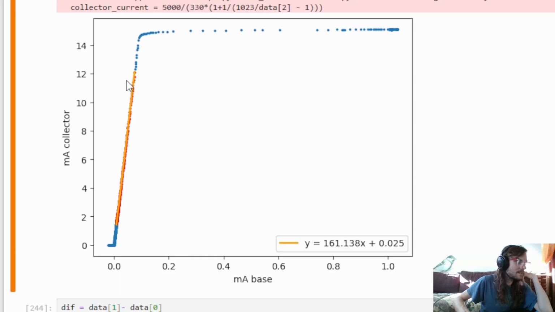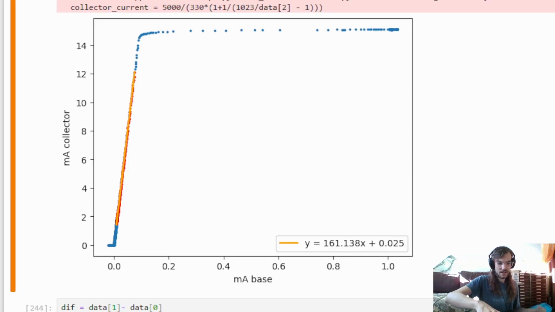So what I care about is the steepness of this line over here. And by the way, I'm plotting the base current against the collector current calculated with my code. So I throw away all the blue dots, and those are just at the extremes. And then I just have the code plot a line through only the red dots. And then here you can see the formula for that line. And you can see that the beta value for this transistor was 161. And that's how you calculate the beta value of a transistor.